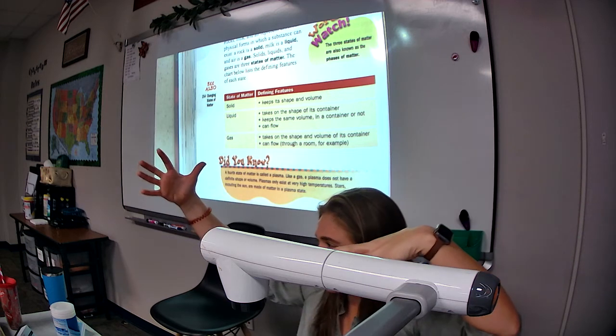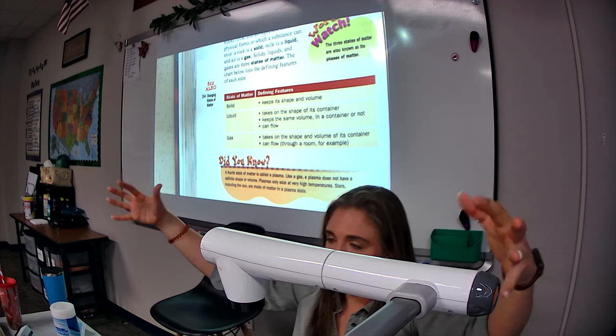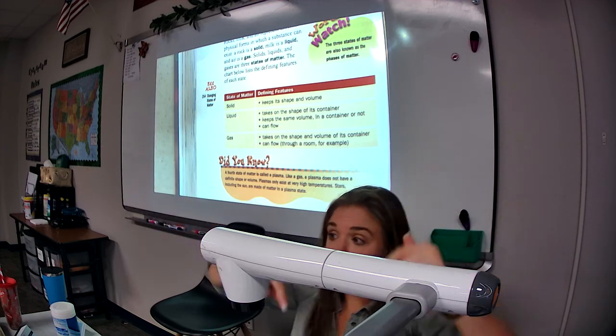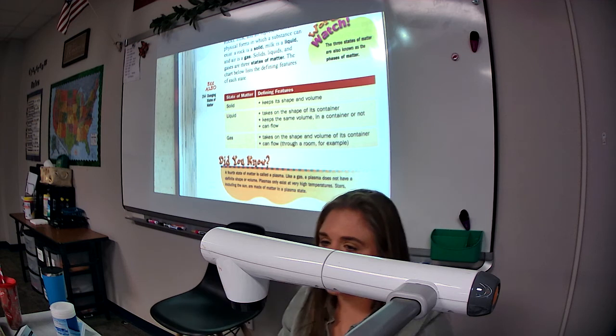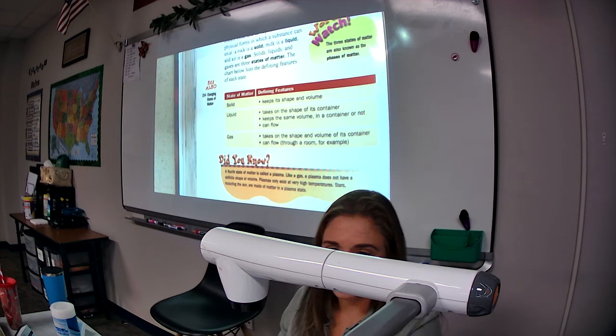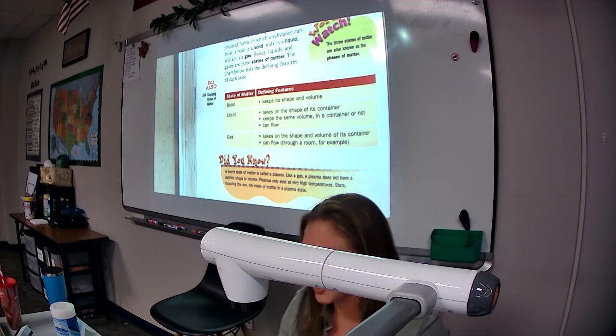Does that make sense? So, gas changes shape and volume. Liquid changes shape, but doesn't change volume. And then solid doesn't change either one. It's still the same no matter where you put it. Does that make sense? Okay. So on to questions for right now. We're going to go on and look at the atomic structure of each of those.